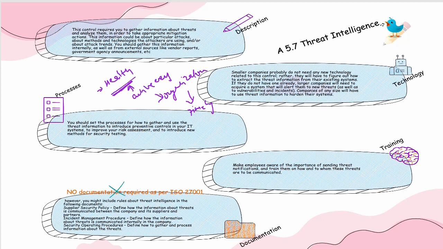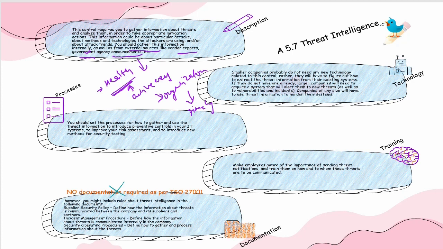And as I mentioned, how you gather information about different threats, and then analyze those threats for appropriate mitigation action. This information could be about a particular attack, about methods and technology the attackers are using, and about attack trends. You should gather this information internally as well as from external sources, like vendor reports, government agencies, and announcements, pertaining to your organization context.